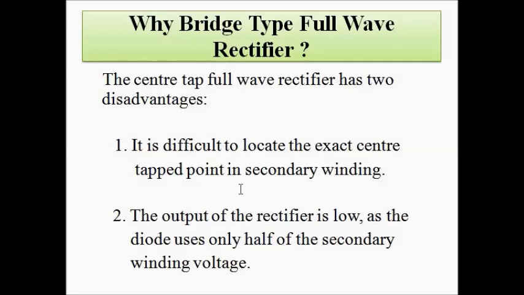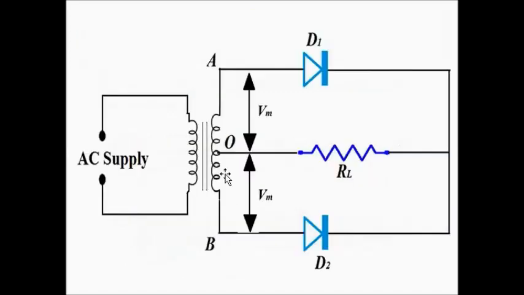The second disadvantage of the center tap full wave rectifier is that the output of the center tap rectifier is low, because during a half cycle, positive or negative, the diode uses only half of the secondary winding voltage. The full voltage is not utilized. Marked by these points is the maximum voltage which occurs across the secondary winding, which is split into two parts because of this center tap point.